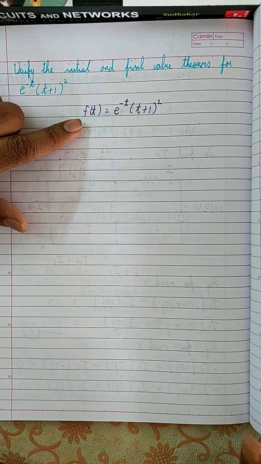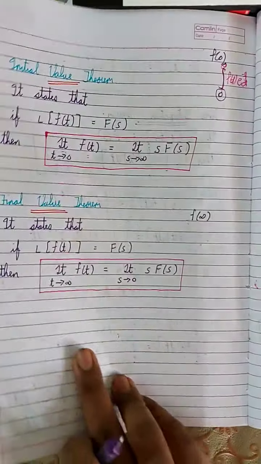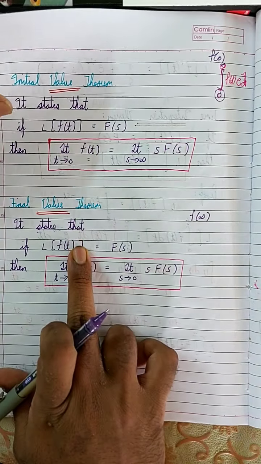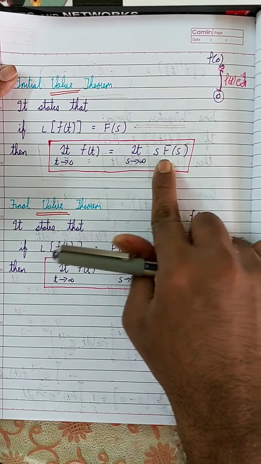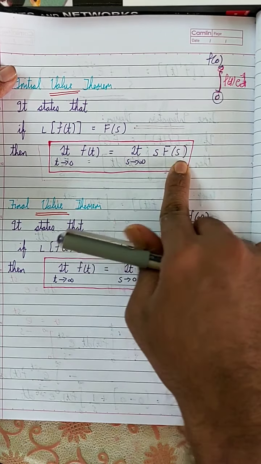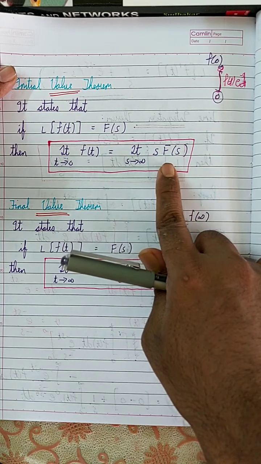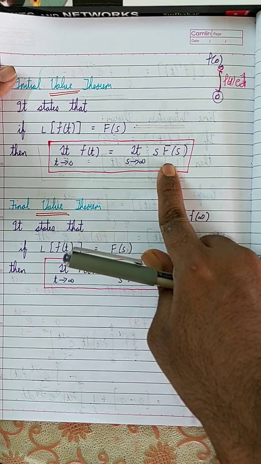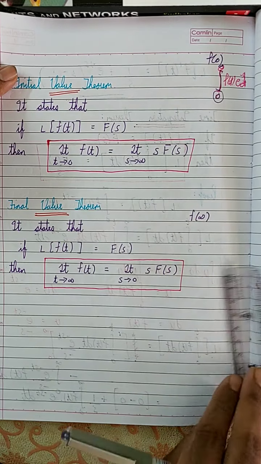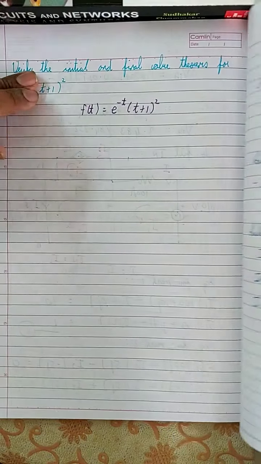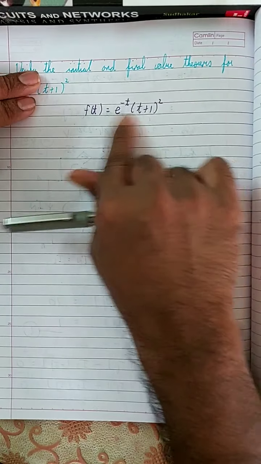Now if you look at both the theorems, that is both the initial value theorem and the final value theorem, you can see that in both the theorems we require this function s into F of s, which means you need to find the Laplace transform and then you multiply that Laplace transform with s. That's the first thing. So that is what I'm going to do over here. I'm going to find the value of F of s first.